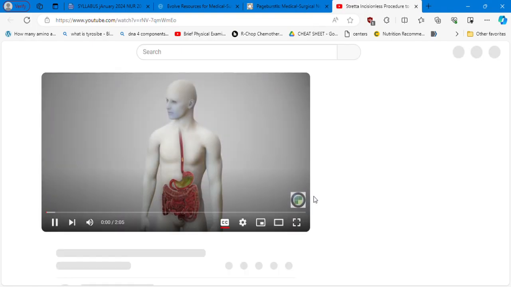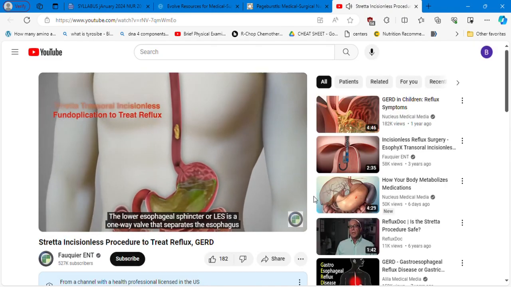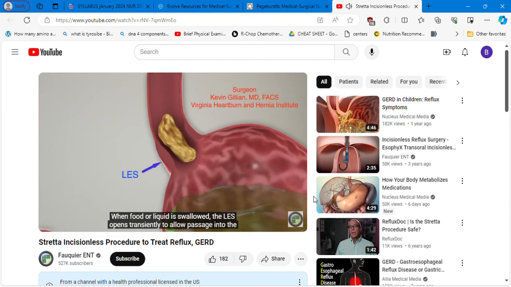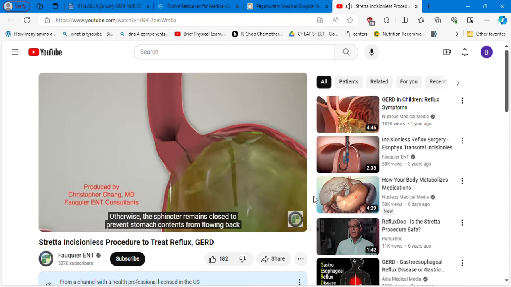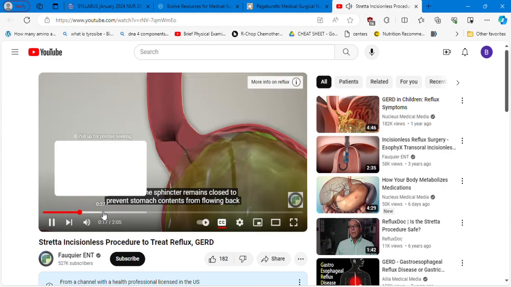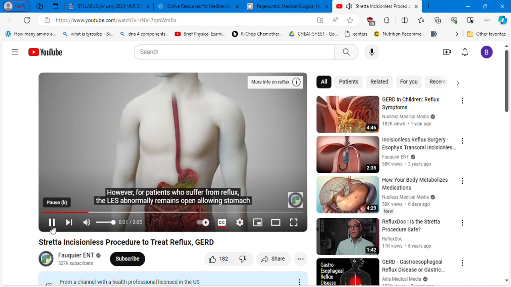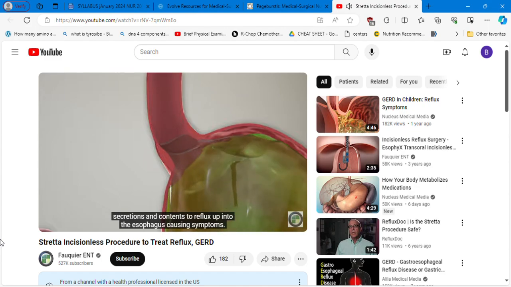The lower esophageal sphincter, or LES, is a one-way valve that separates the esophagus from the stomach. When food or liquid is swallowed, the LES opens transiently to allow passage into the stomach. Otherwise, the sphincter remains closed to prevent stomach contents from flowing back up into the esophagus. However, for patients who suffer from reflux, the LES abnormally remains open, allowing stomach secretions and contents to reflux up into the esophagus, causing symptoms.